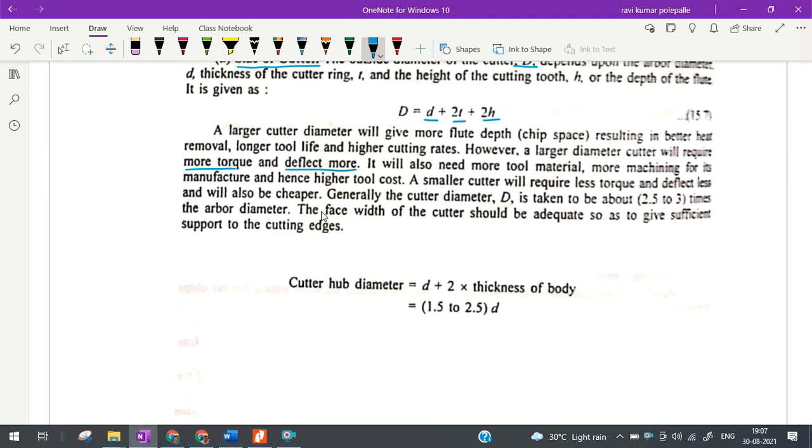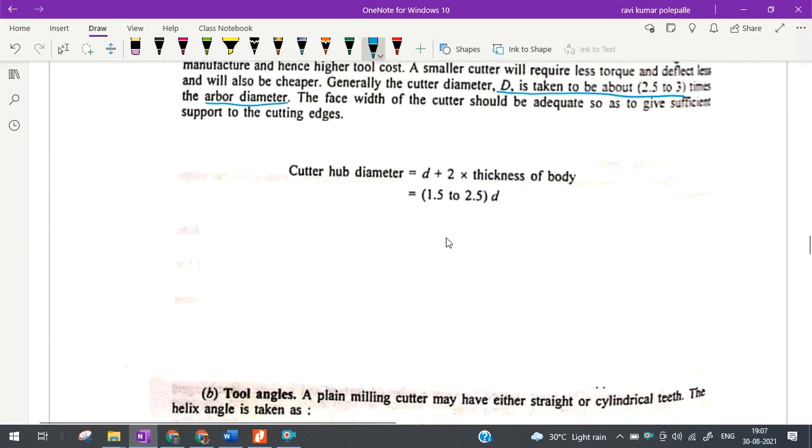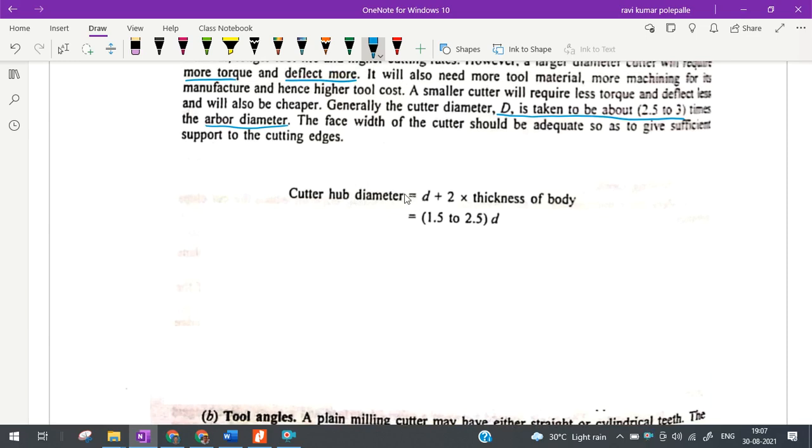So I have to strike a break even. Generally, the cutting diameter, by practice, is taken about 2 to 3 times the arbor diameter. That is a practice felt sufficient. Then the cutter hub diameter: immediately after the hole for the arbor, some portion is thickened, so that is equal to diameter d plus 2 times the thickness of the body. That is the cutter hub diameter.